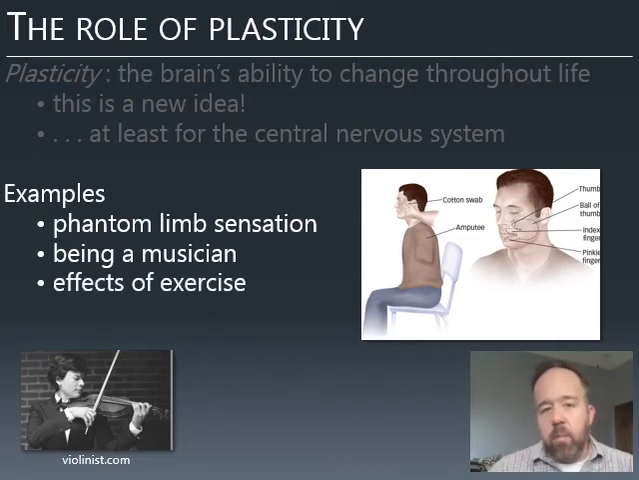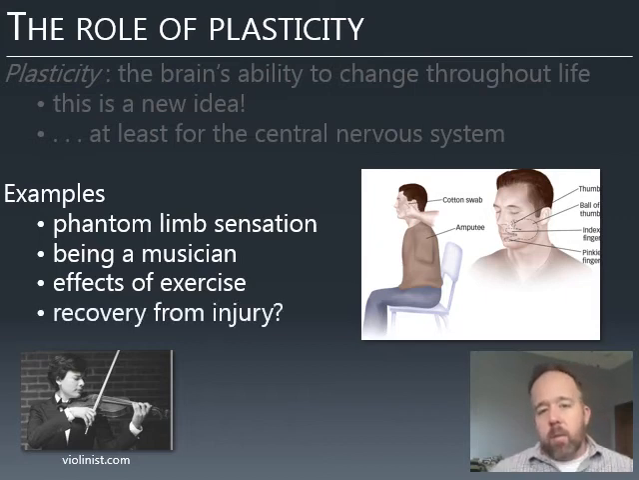Exercise can have a big effect on plasticity. There's been some research indicating that exercise can help the brain sort of remold itself, that things like learning are helped by exercise. And learning is a form of change in the brain, again at a small scale, but it's a change in the brain through experience.